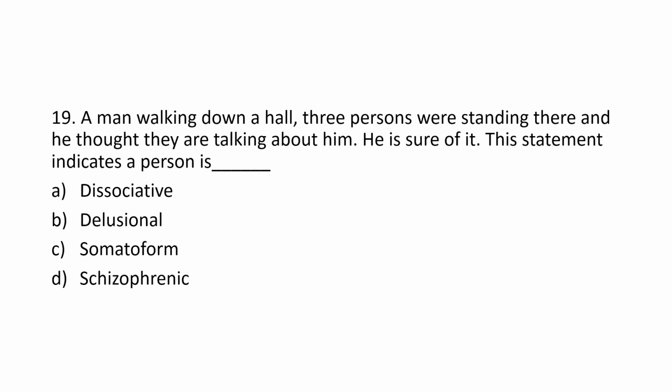Number 19. A man walking down a hall, the three persons were standing there and he thought that they are talking about him. He is really sure of it. So this statement indicates a person is basically delusional. Like he is thinking that they are talking about him. So he is assuming that, and delusion is basically a false belief that is basically far away from the reality.